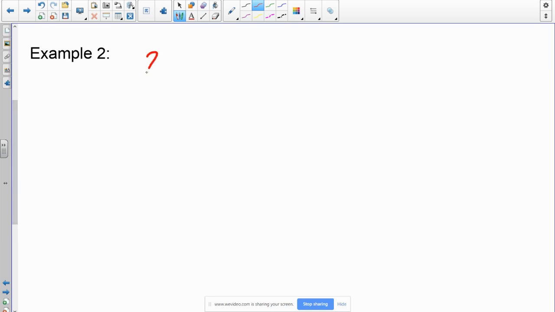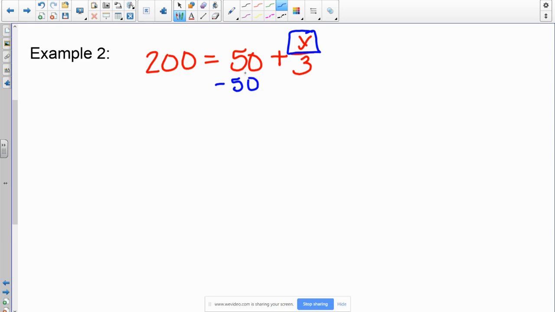This time we're going to put 200 equals 50 plus x divided by 3. So our goal again is to get this little x to be by itself so we can have x equals a value. And that's what we're looking for, that unknown x value. So again, we're always going to start with the number away from or not attached to the x. So in this case it is the 50. So to get rid of 50, we're going to take away 50. And we have to do it on both sides.